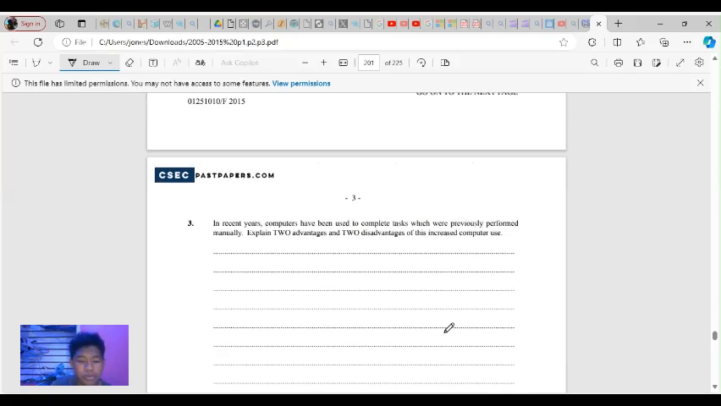The next class I will provide the answers. But for this class, I want to build that ground point so that when you're approaching this test, you can answer the questions. In the other segment, we will review those questions and go in depth a bit more. So, question three: in recent years, computers have been used to complete tasks which were previously performed manually. Explain two advantages and two disadvantages of this increased computer use.